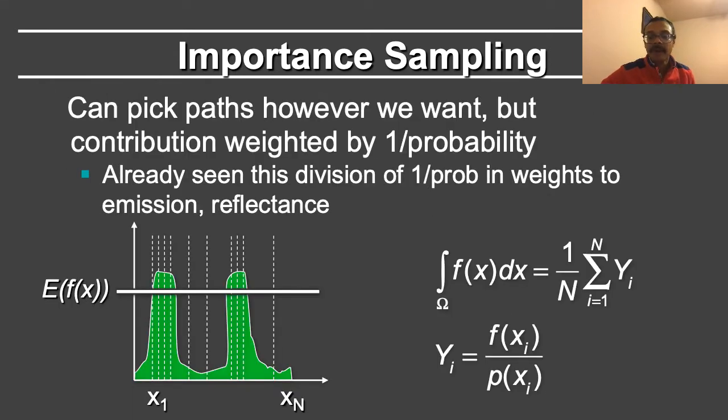Recall that we can pick paths however we want. The only requirement is that we weight the path contribution dividing by the probability. We have already seen this division by the probability in terms of the weights for emission and reflectance. Again, to recall the idea of importance sampling, you want to place more samples at these peaks than at the valleys. You can handle this by looking at the function f and dividing by the probability. This will ensure that it is unbiased.